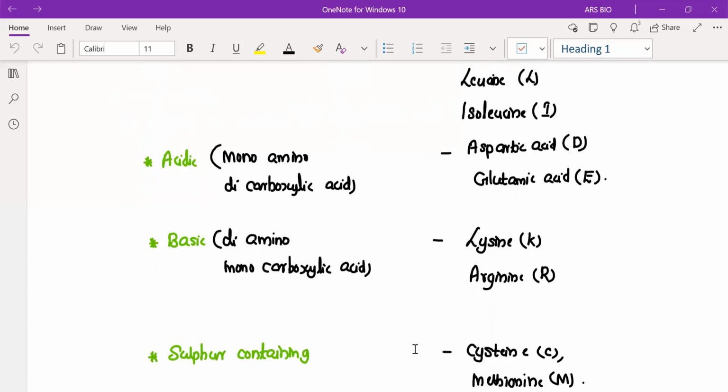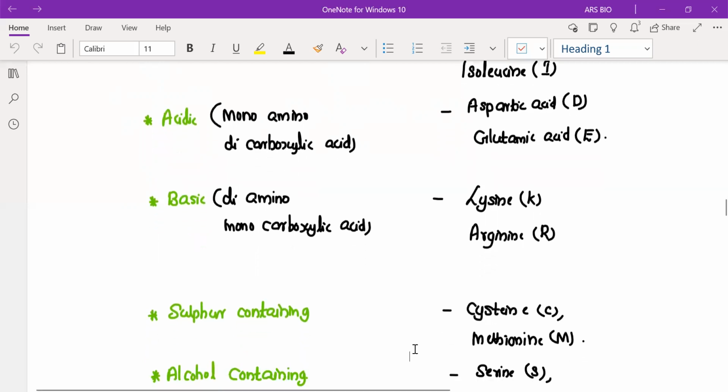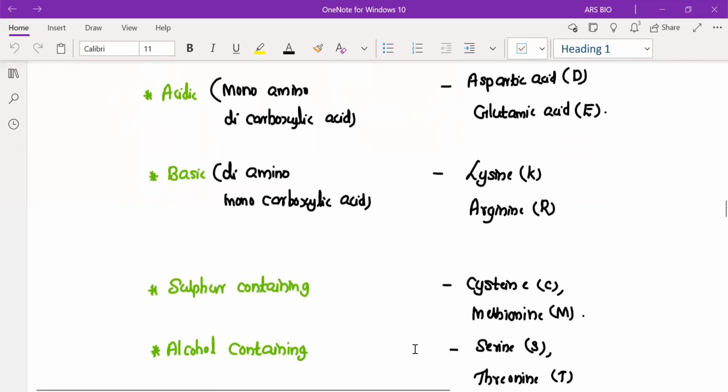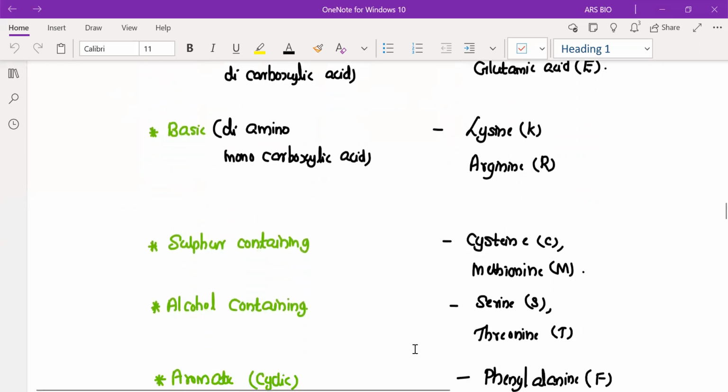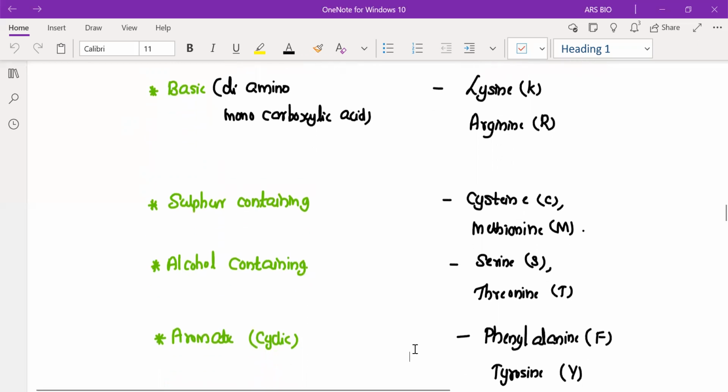Here two amino groups are there and only one carboxylic acid group. So in the case of basic amino acids, two amino groups and one carboxylic acid. For example, lysine and arginine have the same pattern. Now the next one, sulfur containing compounds. Cysteine is the first one, and methionine, that is M. Methionine also has sulfur. Along with the amino and carboxylic acid groups, they also have sulfur groups inside.